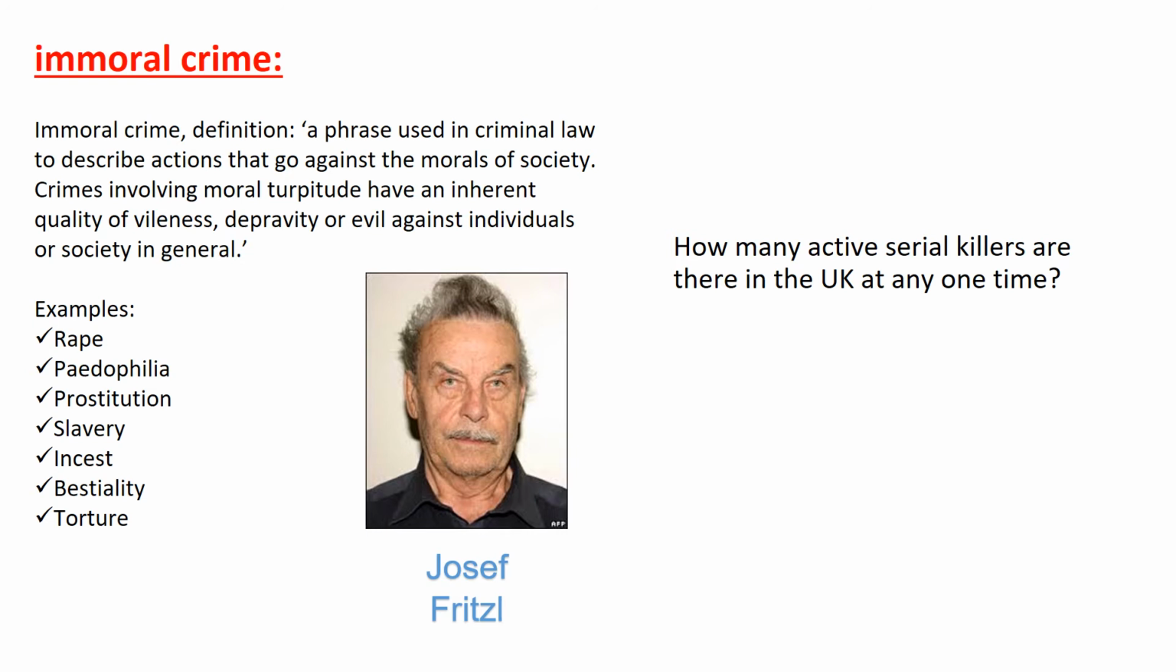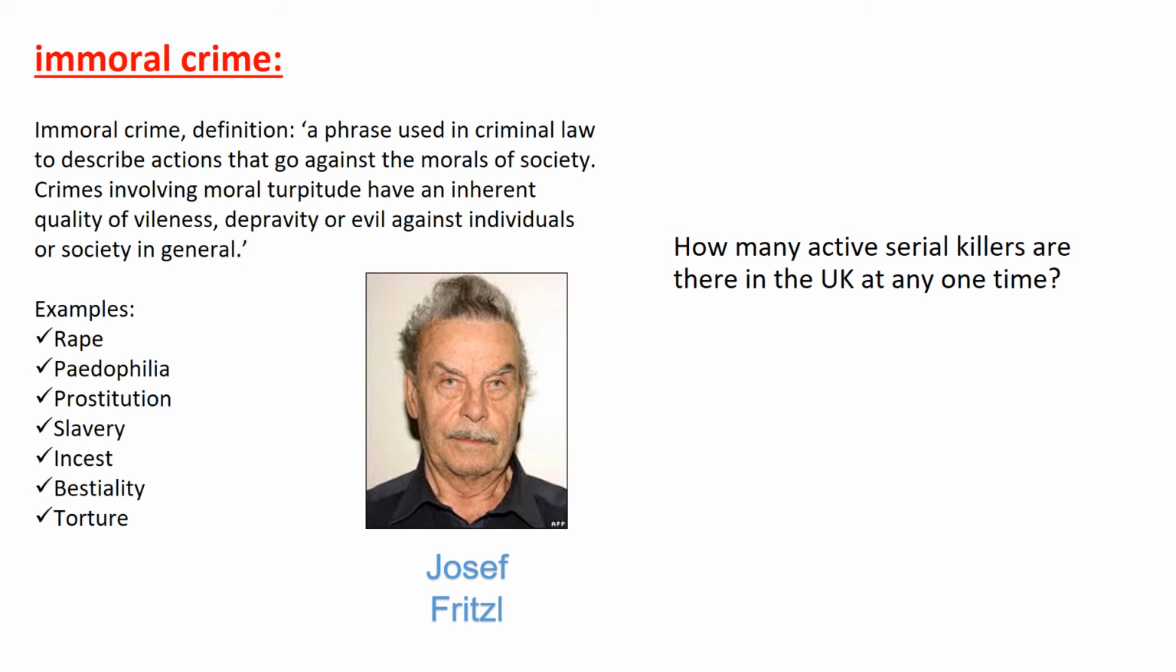We can certainly include serial killers under the umbrella of immoral crime, but one of the most famous examples of an immoral crime is that of Josef Fritzl. So in 2008, a woman named Elisabeth Fritzl told police in Austria that she'd been held captive for 24 years by her father, Josef. He had assaulted her, sexually abused and raped her numerous times during her imprisonment inside a concealed area in the basement of the family home.